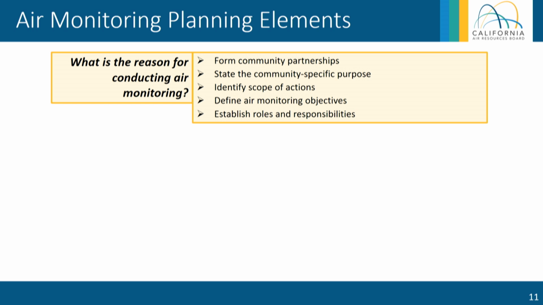It's element 1. And then going through to stating the community-specific purpose. This is more of a broad classification. So for example, the community has noted that there are a lot of odors in the community, so they want to know where the odors are coming from. That could be an example of a very simple and straightforward purpose for air monitoring: they want to know where the odors are coming from.